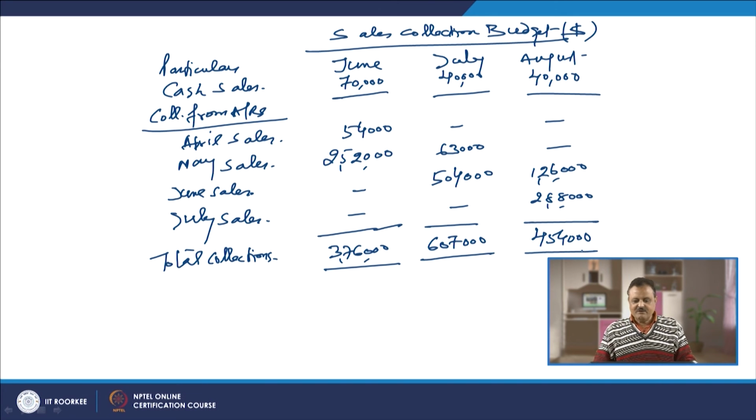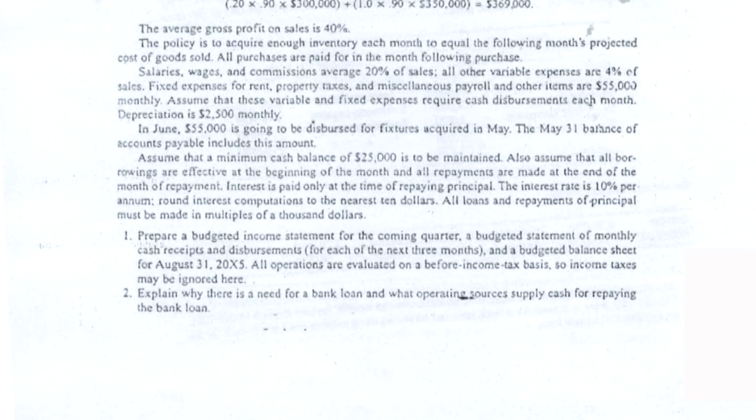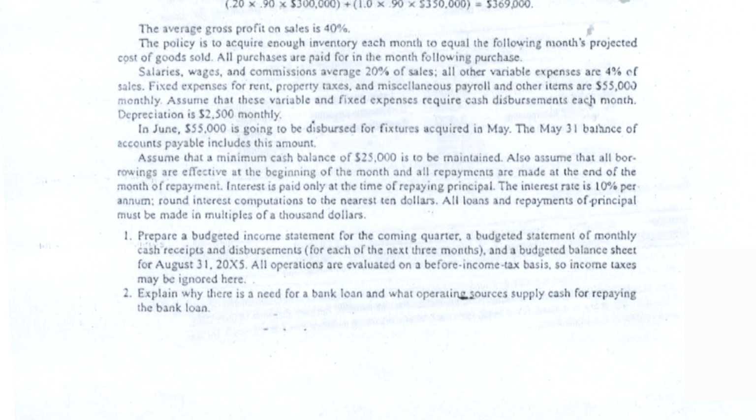and now we will prepare the third schedule, that is the purchase budget. Looking at the information given to us, we will go for that, and the purchase information is given to us directly. If you look at the purchase information, it is already given in the case.